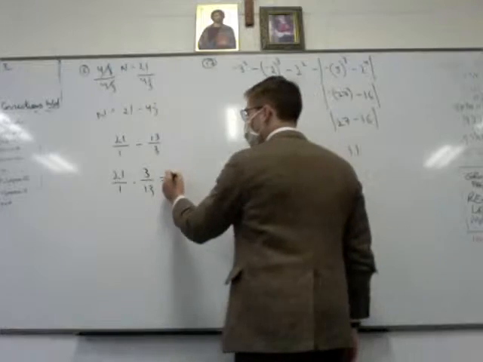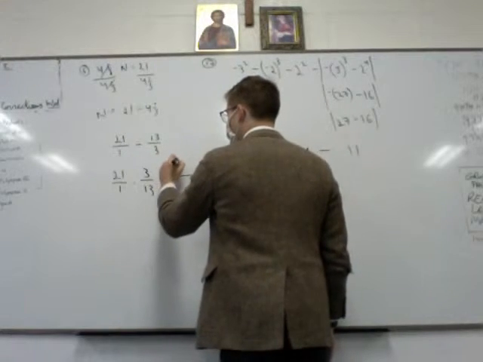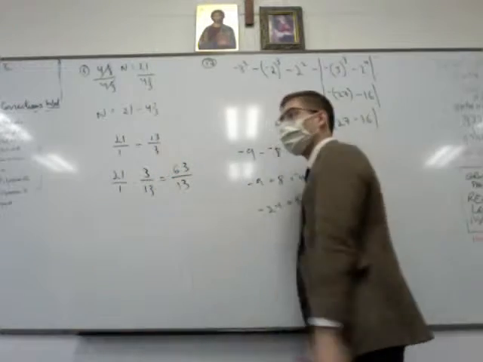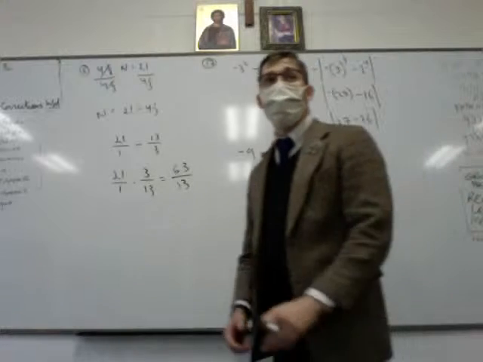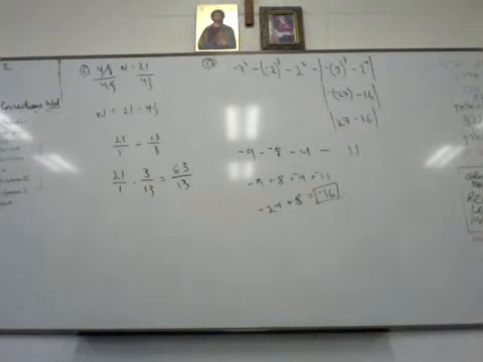So what do we get? We just multiply 21 times 3, get 63. 1 times 13 gives us 13. That's right. It's an awkward looking answer, but that's the correct answer. I got 50 over 3.